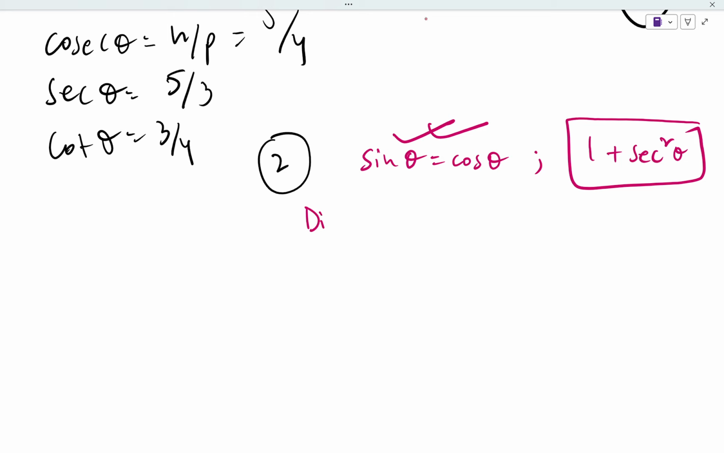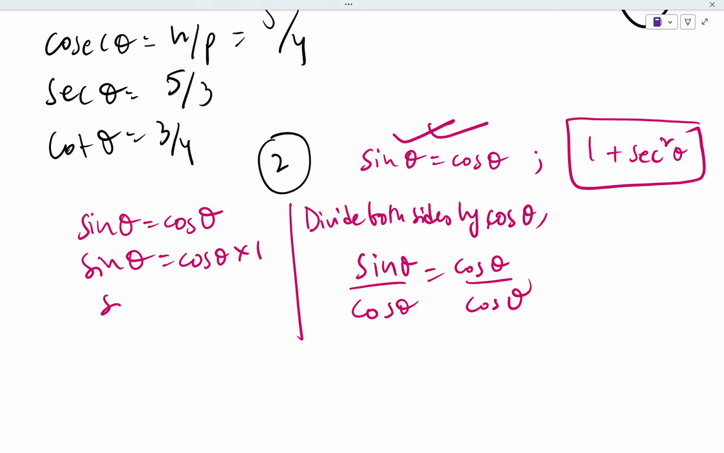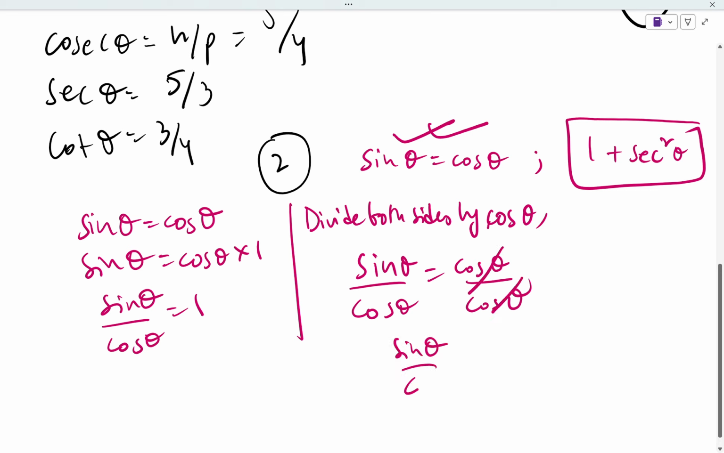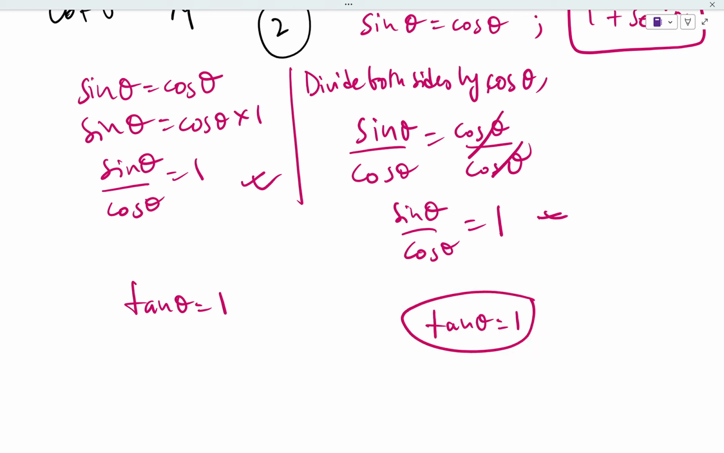What I'll do is, I'll divide both sides by cos theta. And why am I doing this? Because I want to eliminate cos theta from the right hand side. So it will become something like this. Or you can do it like this also. Sin theta is equal to cos theta, so cos theta can be written as cos theta into 1. Take this cos theta downstairs, so it will become sin theta by cos theta equal to 1. And if you do this also, it will give you the same thing. Sin theta by cos theta equal to 1. So in both cases, you are getting the same thing. And we have studied that sin theta by cos theta is tan theta. So tan theta is equal to 1, in both cases.